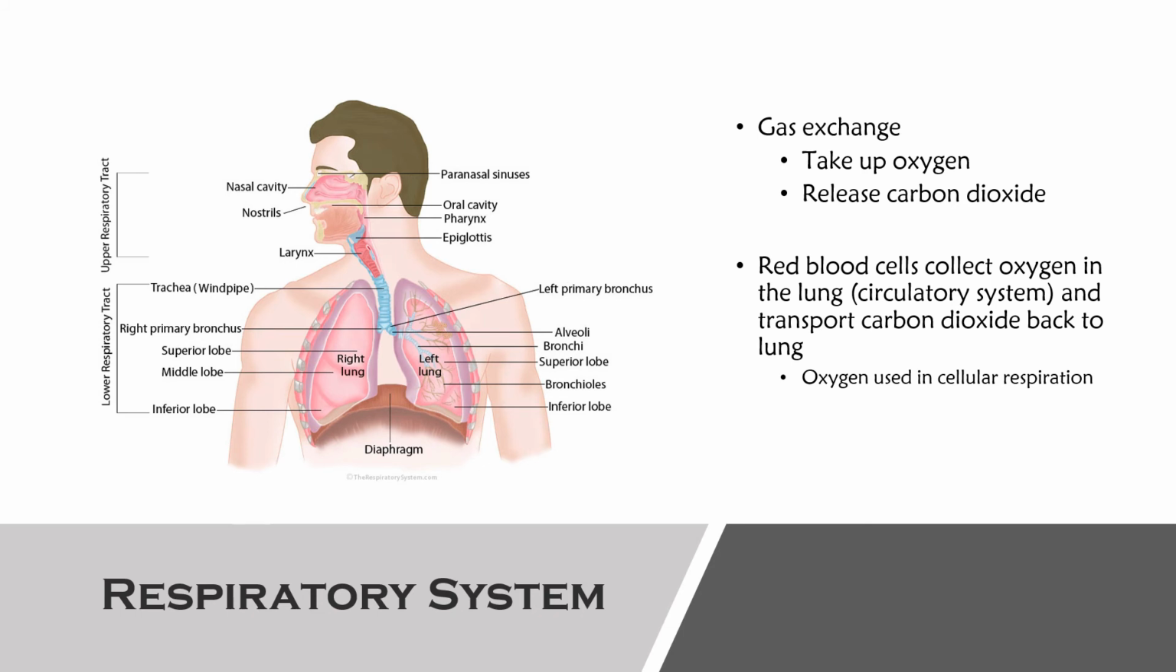Next, we're moving on to the respiratory system. The respiratory system is very important in gas exchange. That's the take-up of oxygen and release of carbon dioxide. Red blood cells collect oxygen in the lung and transport that oxygen to bodily tissues, and then it transports carbon dioxide, which is a byproduct of cellular respiration, back to the lung to be released or exhaled from the body.